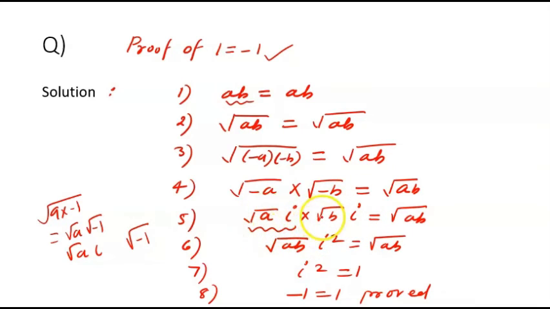Now again we are multiplying a square root of a into a square root of b, and we are getting a square root of ab, and i into i we are getting i square. So in step number 6, we note that we have the situation where a square root of ab into i square is equal to a square root of ab. Now I divide both sides by a square root of ab, that will cancel each other. And finally we are getting i square is equal to 1. And what is i square? That is minus 1 is equal to 1.